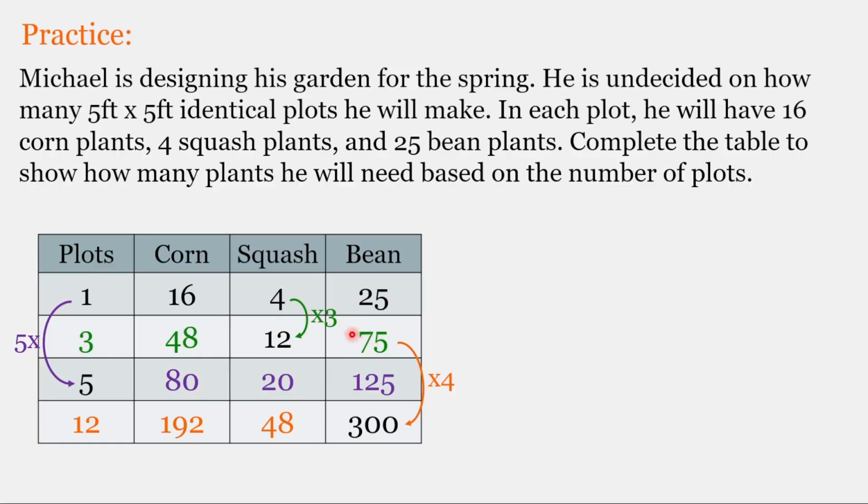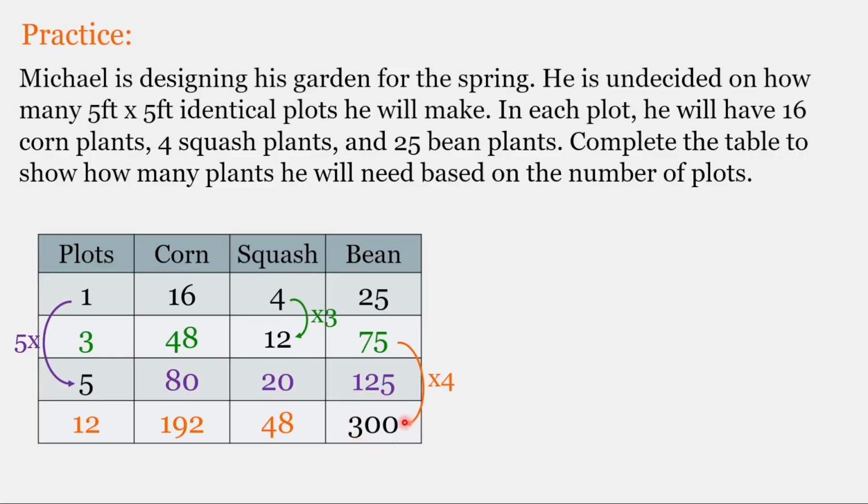Or maybe after measuring his yard, he determines he only has enough space for 5 plots. We're going to take that base ratio of 1 plot and multiply everything by 5, giving us 80 corn, 20 squashes, and 125 beans. Or maybe he's trying to start a business and he needs 300 bean plants to have enough beans.